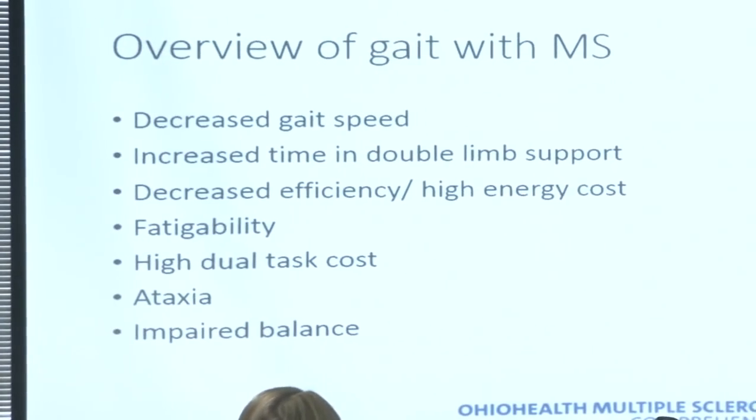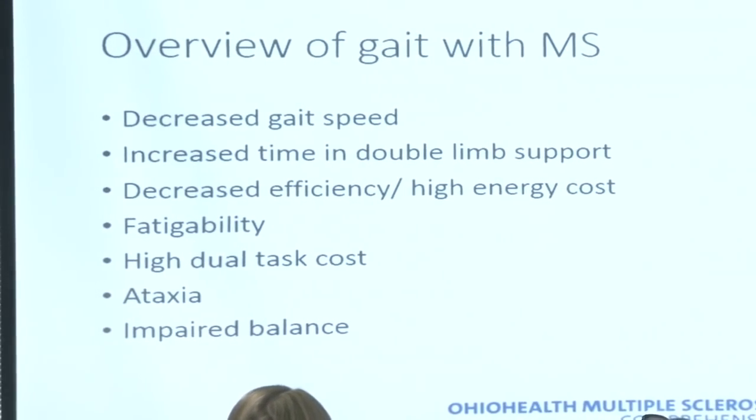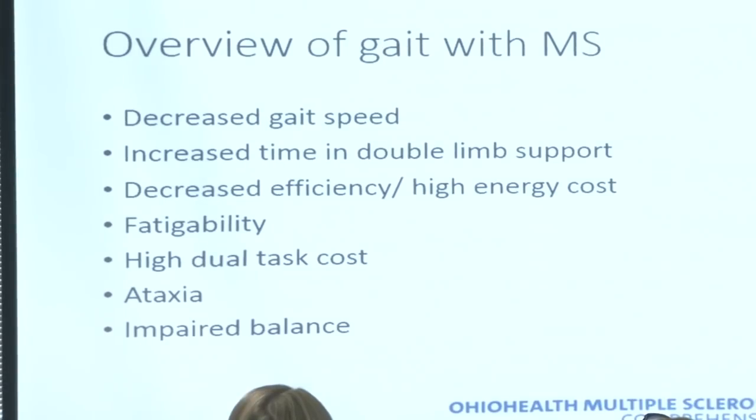This has important implications because we know those with MS experience motor fatigue, which can further contribute to gait deterioration. High dual task costs, meaning difficulty doing two things at once, either from a motor standpoint or cognitive standpoint, is additionally noted. Ataxia or decreased coordination and impaired balance can be further drivers of increased time in double limb support.